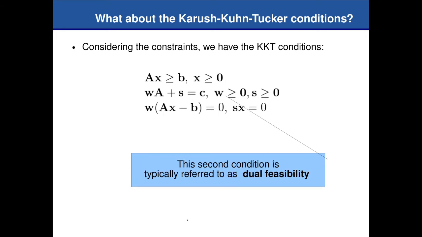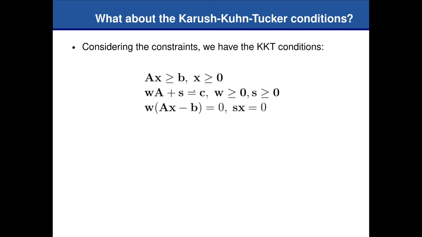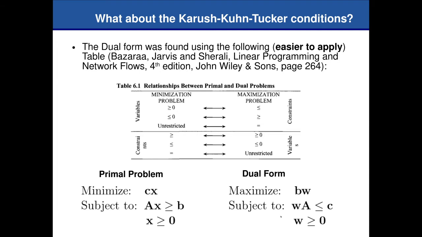Next, the second set of conditions is referred to as the dual feasibility. In this case, our dual feasibility is not represented in terms of the less than or equal operator, but in terms of the equality. Remember, going back, again, we have WA smaller than or equal to C, and W greater than or equal to 0.